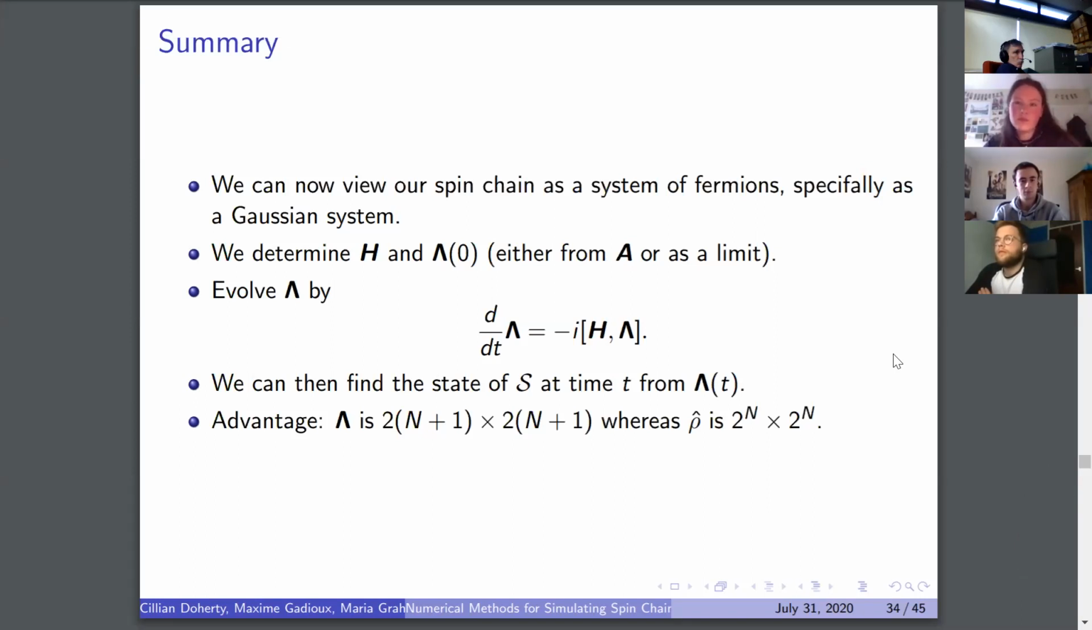And then the big advantage, just to reiterate, is that lambda is just a 2n plus 1 by 2n plus 1 matrix, whereas rho is 2 to the n by 2 to the n. So it's far, far easier to evolve this equation here than to evolve rho straight away. So Maxime will tell you now about all the results we managed to get from this, if there's no questions first.